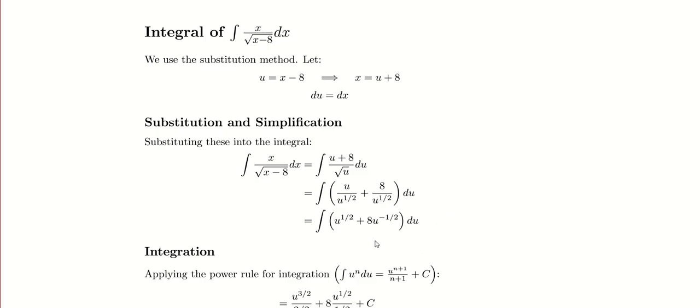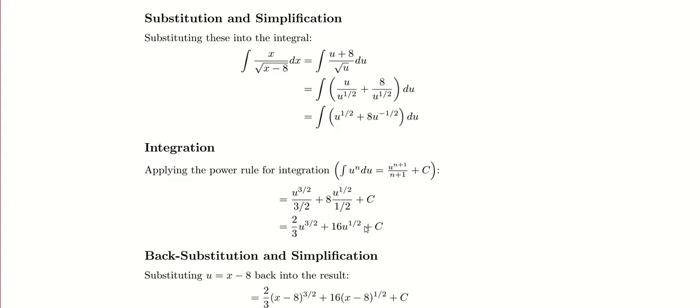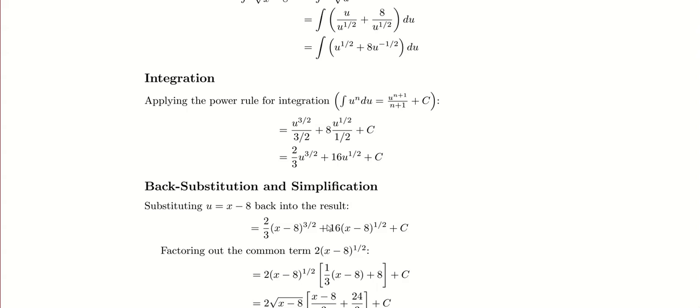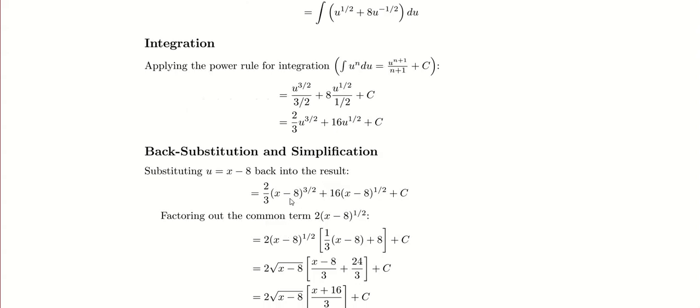Now we can just use the power rule and integrate each term. U to the 1/2 turns into 2/3 u to the 3/2, and then 8u to the negative 1/2 is 16u to the 1/2 plus a constant c. We said u was x minus 8, so we can replace u with x minus 8 to get to this. And if you want, you can factor out a common term.